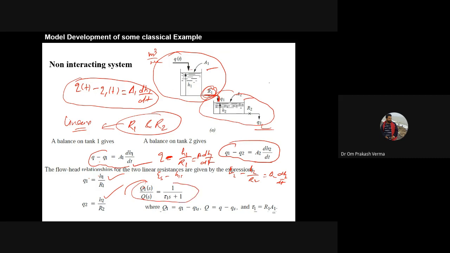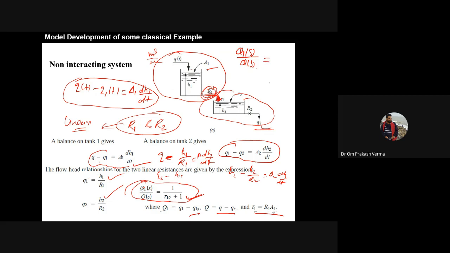So it gives 1 upon tau s plus 1, where Q1 is Q1 minus Q1S, Q is Q minus QS, and tau is equal to A1 R1. So remember what you got: Q1S upon QS. What is Q1S? Q1 is the output flow rate of the first tank, and QS is the input flow rate of the first tank. So output upon input.